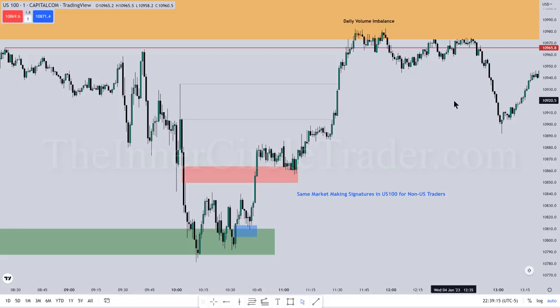Okay, so same market making signatures in the US 100 for non-US traders. So don't feel like, oh, you're not doing Forex, ICT, you don't love us anymore. You can trade with your Forex broker and trade the US 100 or the US 500. It won't be the same price, but it's tracking the same behavior, we'll say it that way. It's not going to be perfect, identical, but it's going to be enough for you to be able to trade it. And if you can look at this and see what I'm showing you, isn't this close enough? Like if you don't have the opportunity to trade the US futures market, isn't this good enough to study?